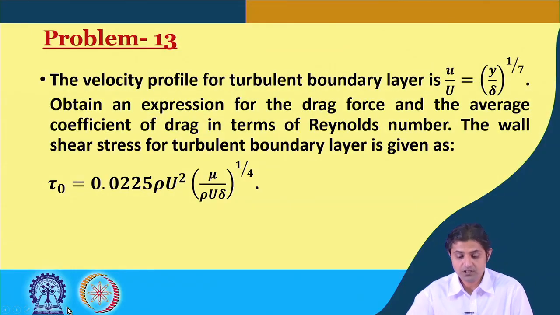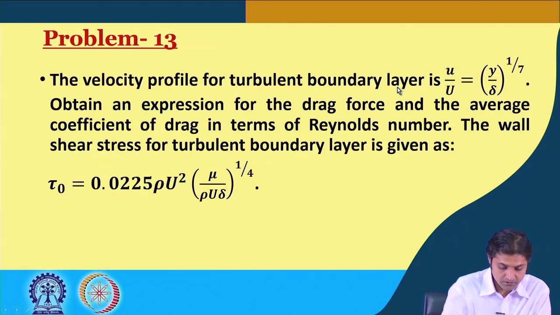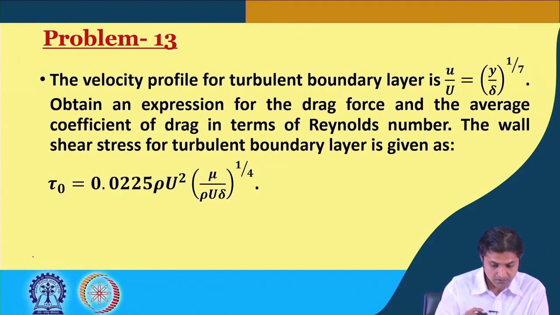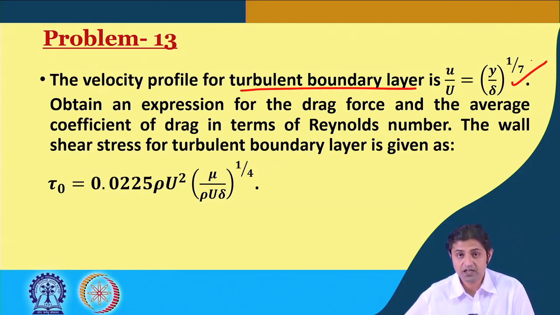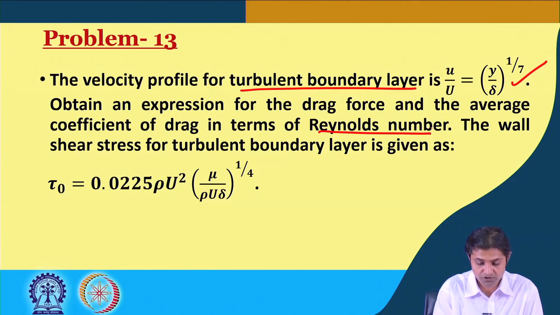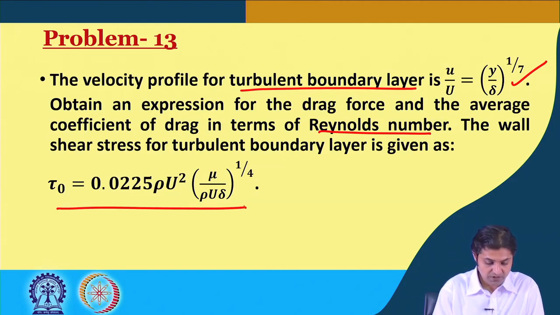It says that the velocity profile for turbulent boundary layer is given by the 1/7th power law. Obtain an expression for drag force and the average coefficient of drag in terms of Reynolds number. We have already seen those equations without going into too much detail, but here we can derive them. The wall shear stress for turbulent boundary layer is given as tau naught. So, how to attack this problem?